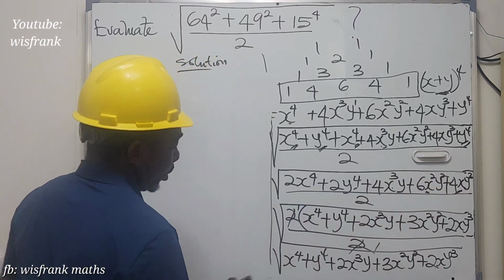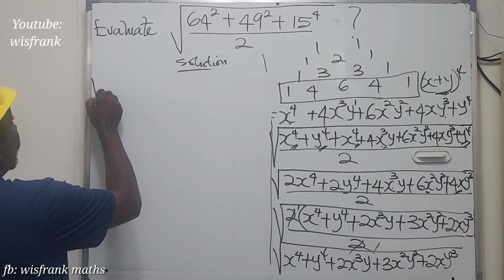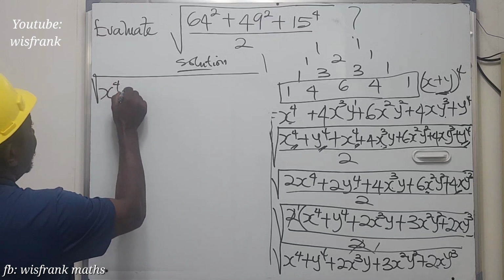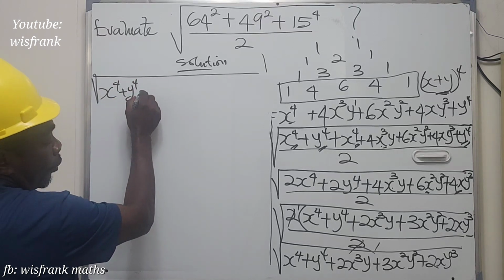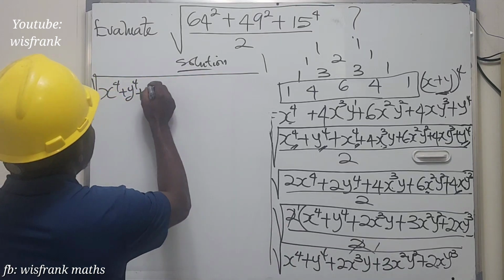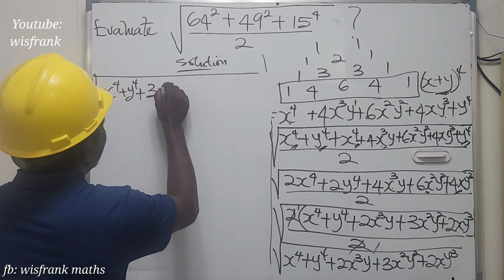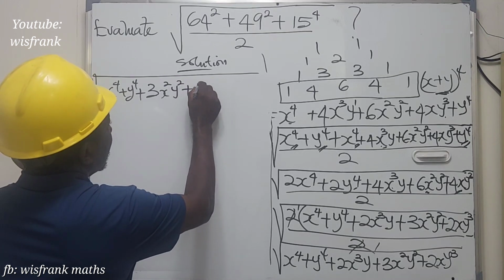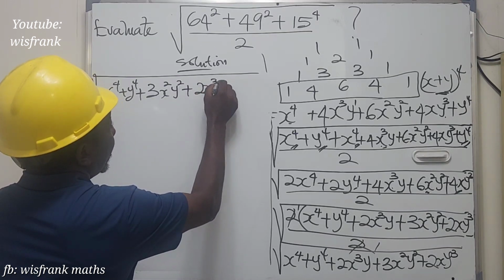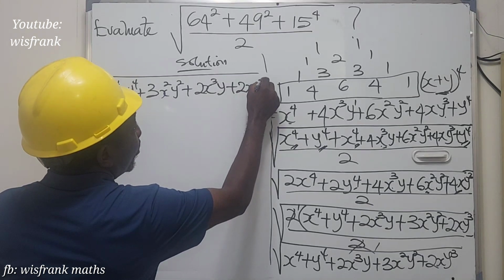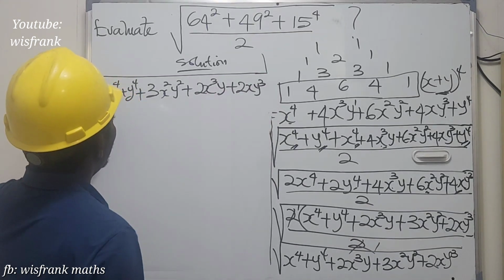So here we have square root of, here is going to be x to the power of 4 plus y to the power of 4 plus, here we pick 3 x to the power of 2 y to the power of 2 plus 2x to the power of 3 y plus 2x then y to the power of 3. So this is what we have.